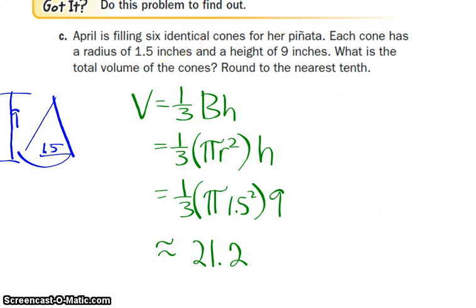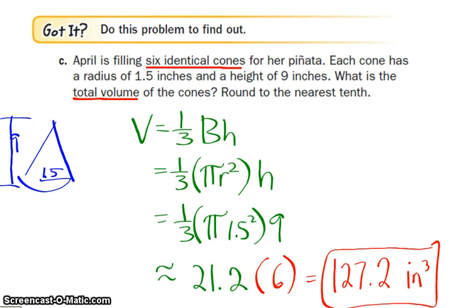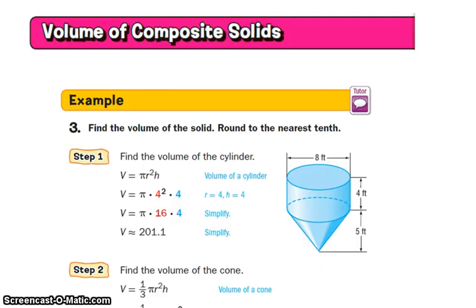But it says up here that she's making 6 identical cones, and they ask you for the total volume. So what you're going to have to do is multiply this by 6. Your total volume for all 6 together is 127.2. Okay? Let's look at a more complicated example. These, I think, are too easy for you guys.